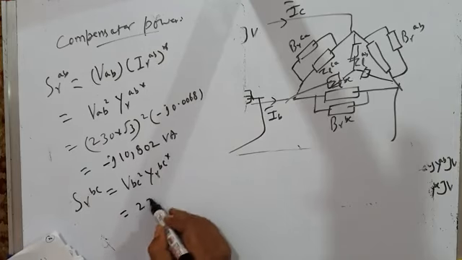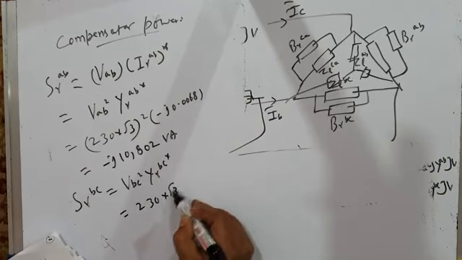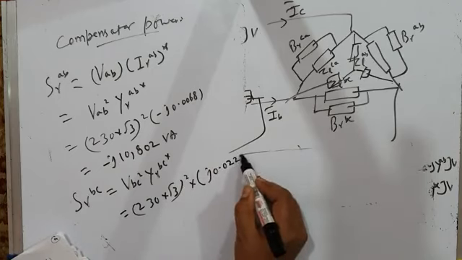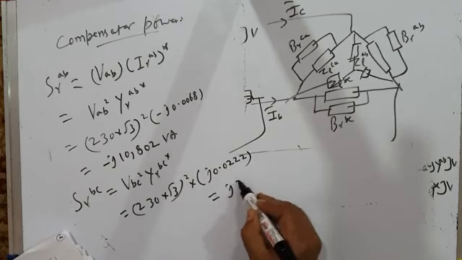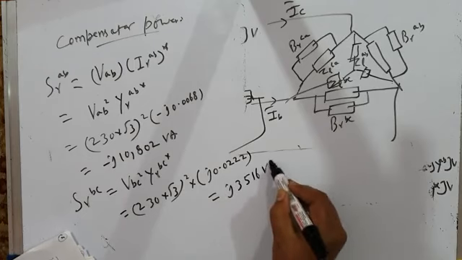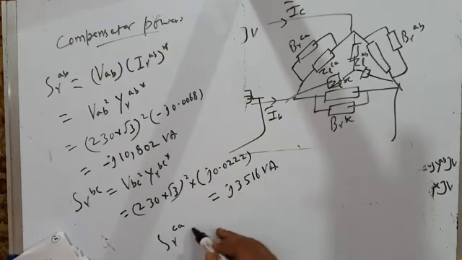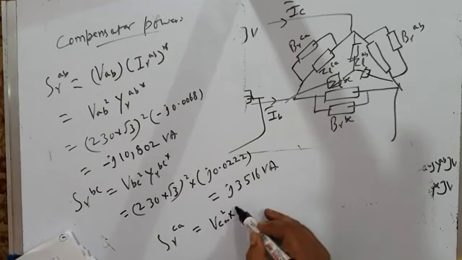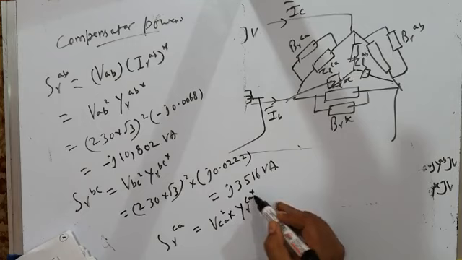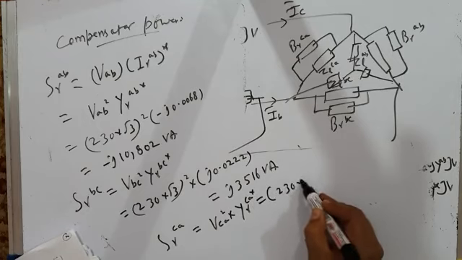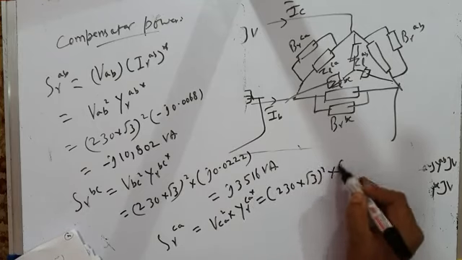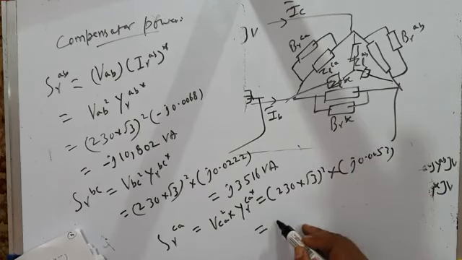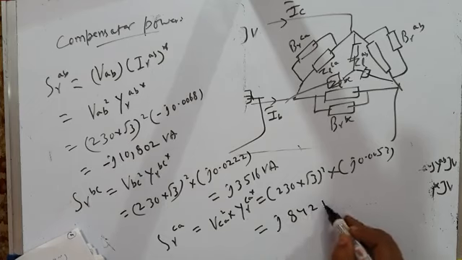Similarly, S gamma BC आप निकाल सकते हैं, that is VBC square into Y gamma BC complex conjugate, that is 230 into root 3 whole square into J 0.0222. This comes out to be J 3516 volt ampere, and S gamma CA is equal to VCA square into Y gamma CA complex conjugate, that is 230 into root 3 whole square into J 0.0053. तो ये आएगा जी आपका J 842 VA.